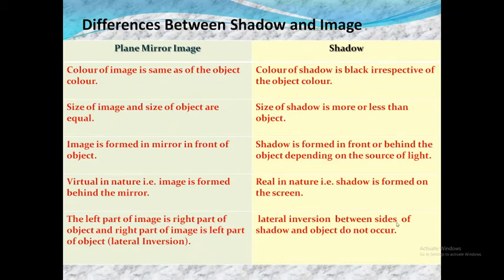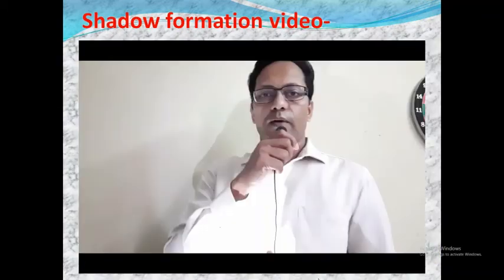Lateral inversion between the sides of shadow and object do not occur. So there is no lateral inversion in shadow, but lateral inversion occurs in plane mirror image. Let us see a video.